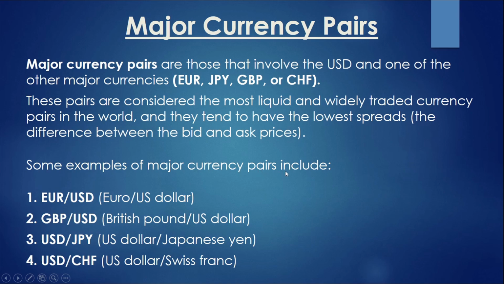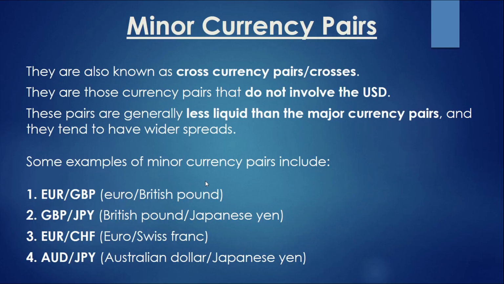Examples of major currency pairs include EUR/USD, GBP/USD, USD/JPY, and USD/CHF. These are the major currency pairs. The minor currency pairs now are called the cross currency.